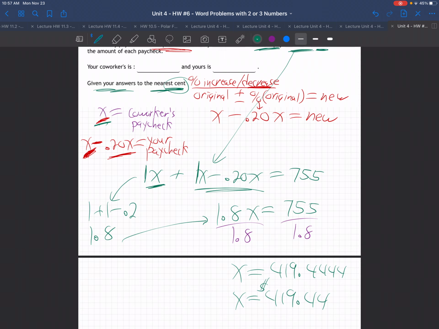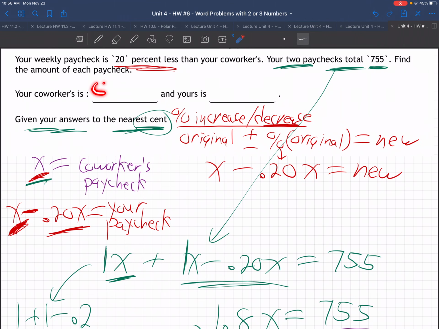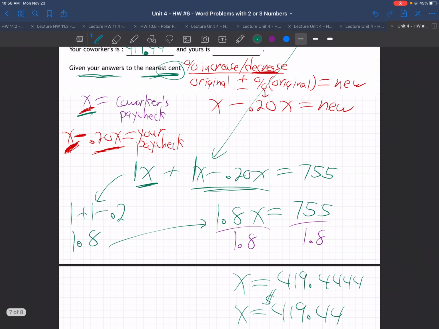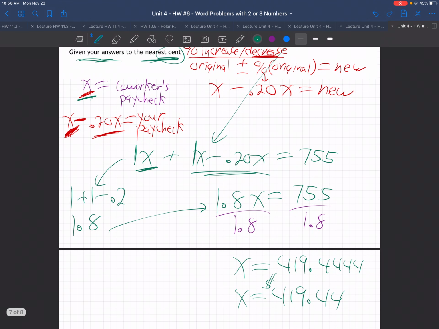Well, up here, we wrote X is the coworker's. That's why it's important to write those words and not skip that, not just dive right into the X's. X is the coworker's paycheck, so we'll fill that in right here. That's the coworker's paycheck, 419.44.